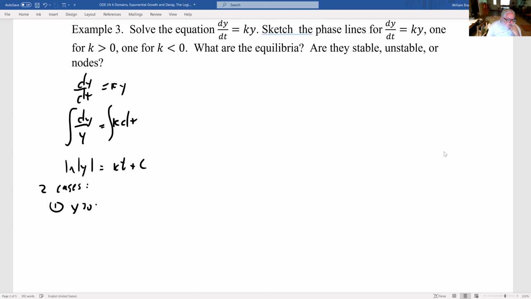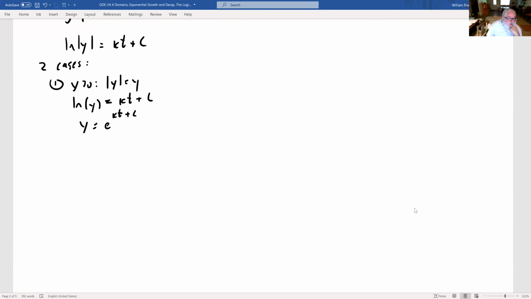If y is positive, that tells me that the absolute value of y equals y. And so we have log of y equals kt plus c, or y equals e to the kt plus c, but we can do a little bit of simplifying there. y equals e to the kt times e to the c, and I'll just call this constant a, so we get y equals a e to the kt. And note that the domain of this is all time.